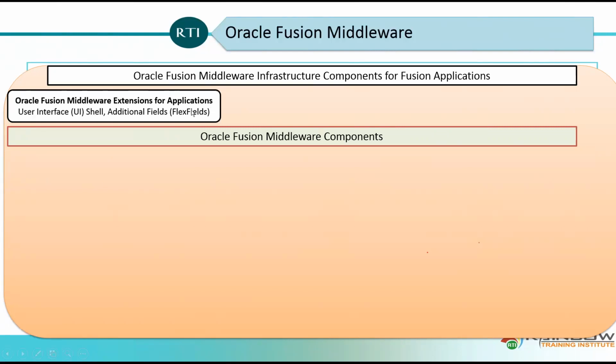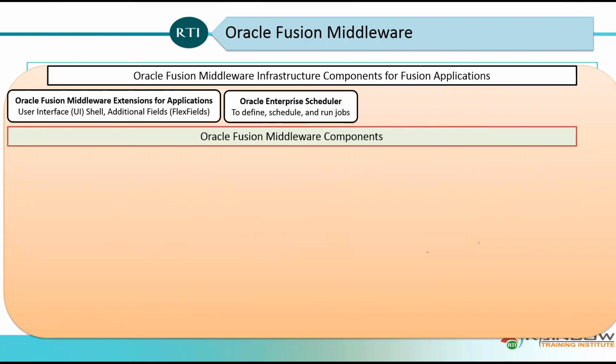Additional flex fields. If you want to enable any custom field on any page of the Fusion application, they call it a flex field. The flex fields are of three types: extensible flex fields, key flex fields, and descriptive flex fields. We can talk about that later. So if you enable any additional components on top of the Fusion applications product family, those additional components will be stored in the Fusion middleware extensions for Fusion applications. And the second thing is Oracle Enterprise Scheduler.